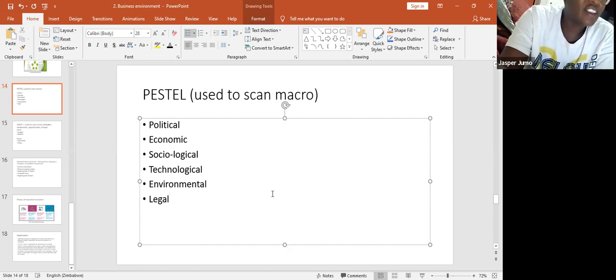If it is a country that is prone to earthquakes, mudslides, and so on, there are some goods that you cannot go there and sell. So you need to also scan the environmental factors. And then the legal factors. What is it that is legal within that country?